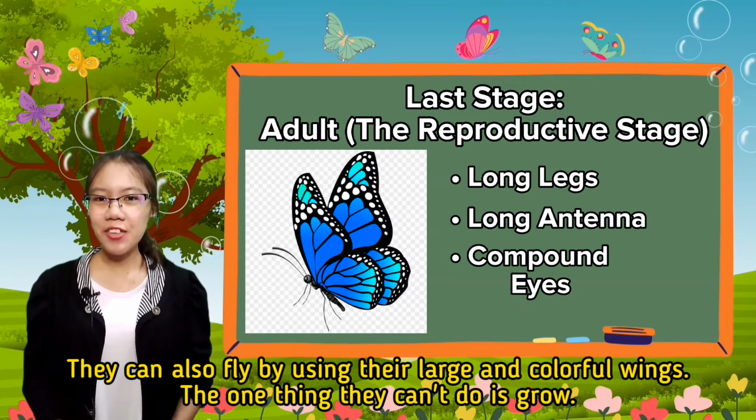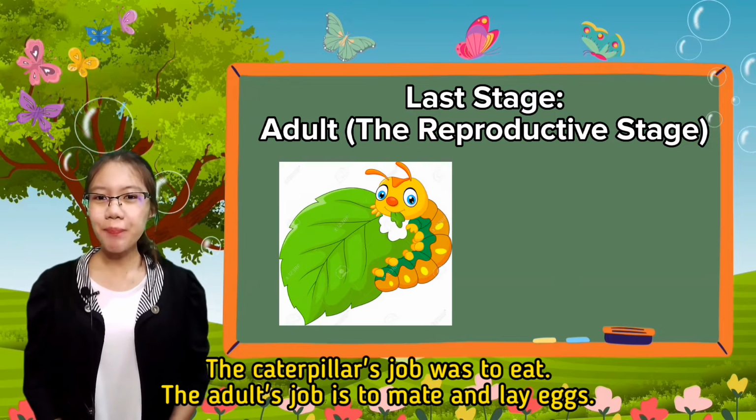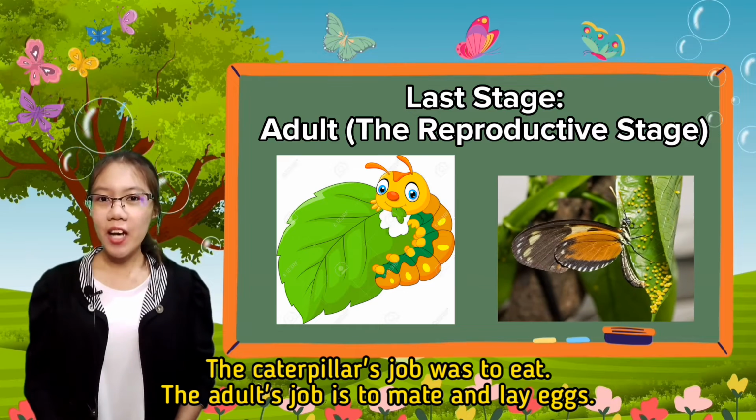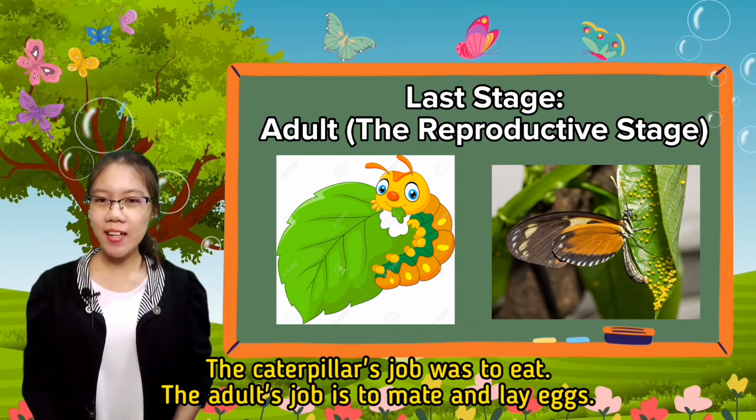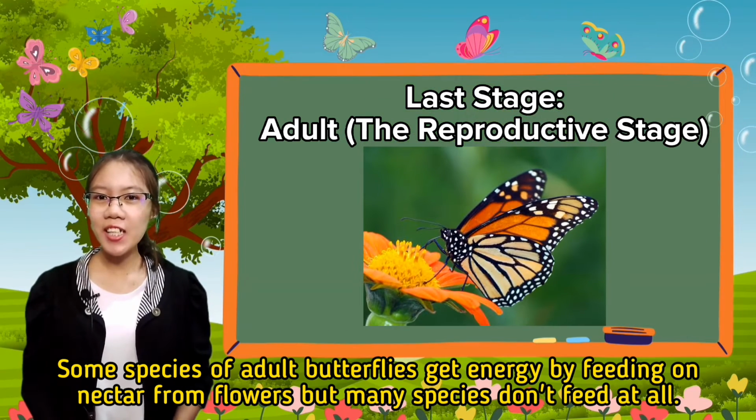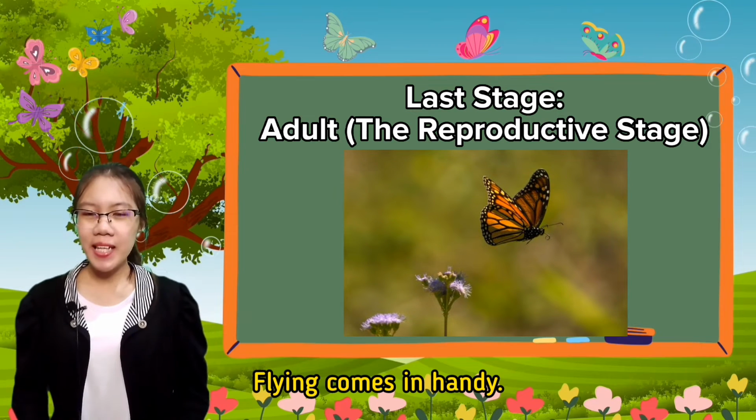The one thing they can't do is grow. The caterpillar's job was to eat. The adult's job is to mate and lay eggs. Some species of the adult butterfly get energy by feeding on nectar from flowers, but many species don't feed at all. Flying comes in handy.